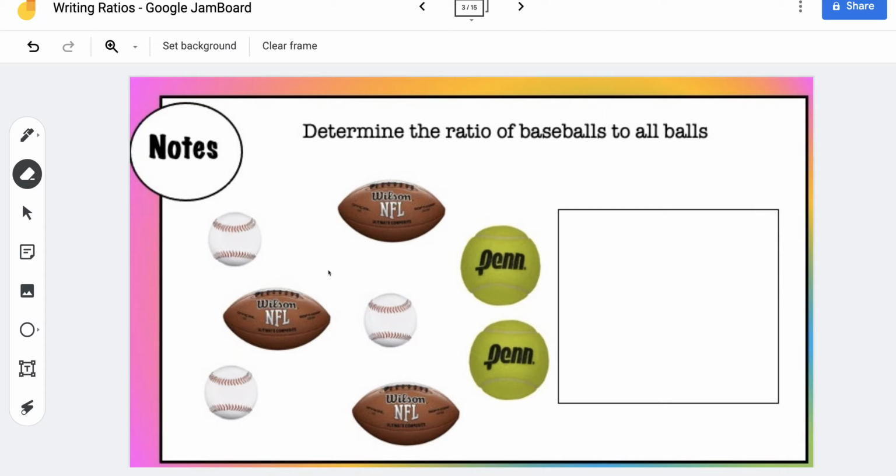Hey everybody, here's a quick little mini lesson on writing ratios. All right, so the question says determine the ratio of baseballs to all balls.